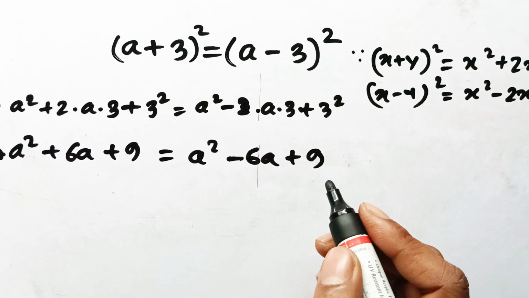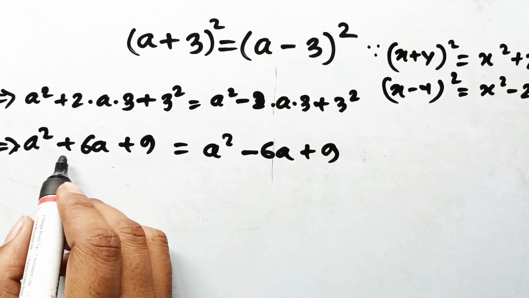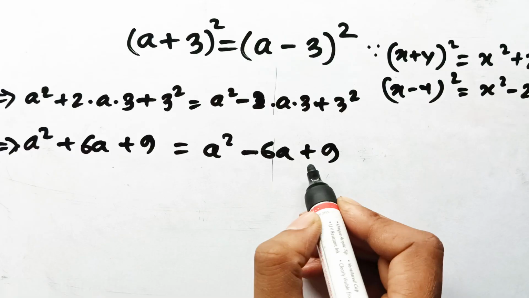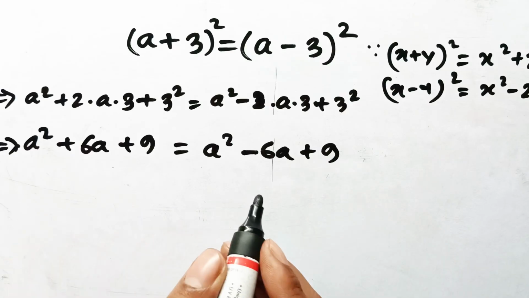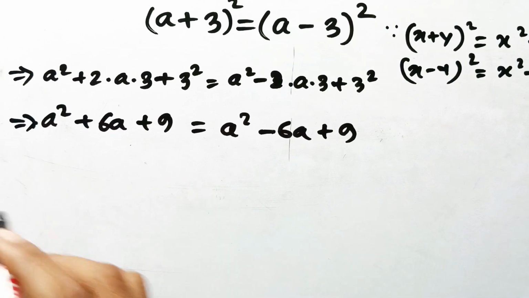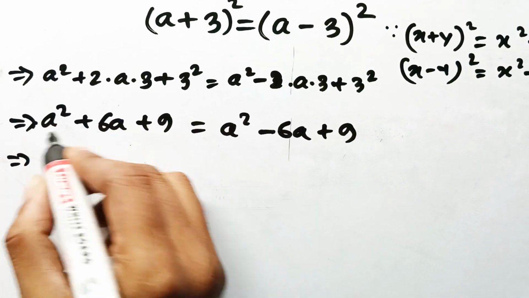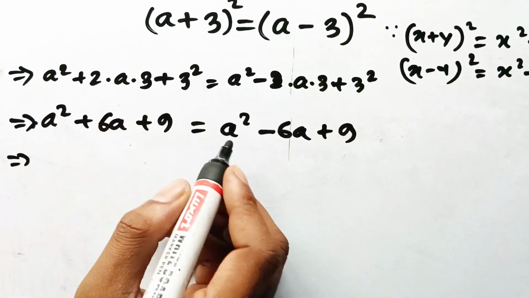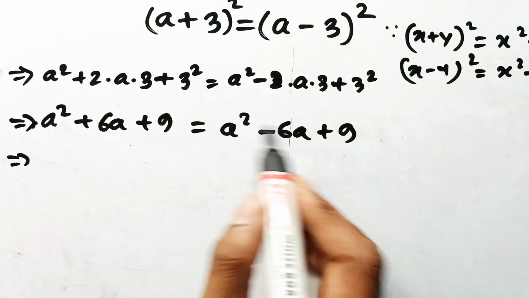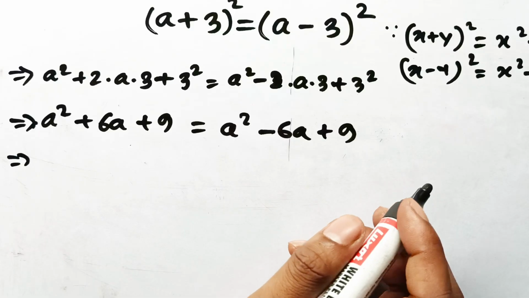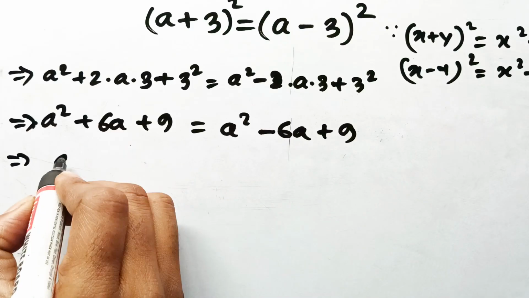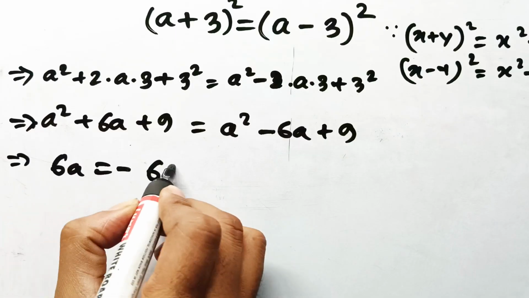Now we have a big equation. A squared plus 6a plus 9 equals a squared minus 6a plus 9. And we want to group our like terms. So watch carefully what happens here when we try to collect everything. If we subtract a squared from both sides, the a squared terms completely vanish, which is interesting. And if we subtract 9 from both sides, the 9s also cancel out completely. And suddenly, we're left with something much simpler, which is 6a equals negative 6a.